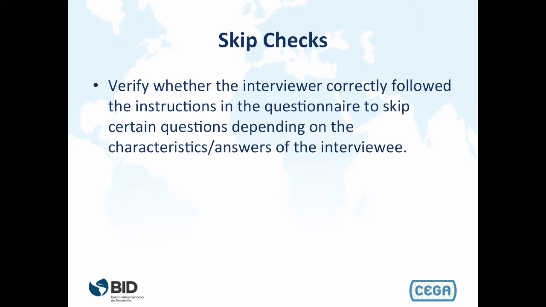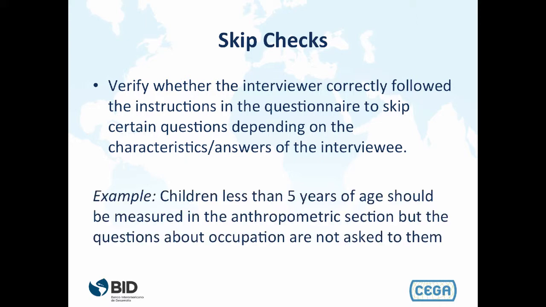Skip checks. Skip checks allow us to verify whether the interviewer correctly followed the instructions in the questionnaire to skip certain questions depending on the characteristics or answers of the interviewee. So for example, children less than 5 years of age should be measured in the anthropometric section, but the questions about occupation should not be asked to them.